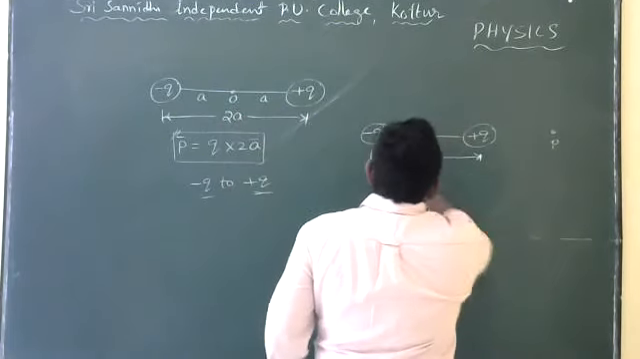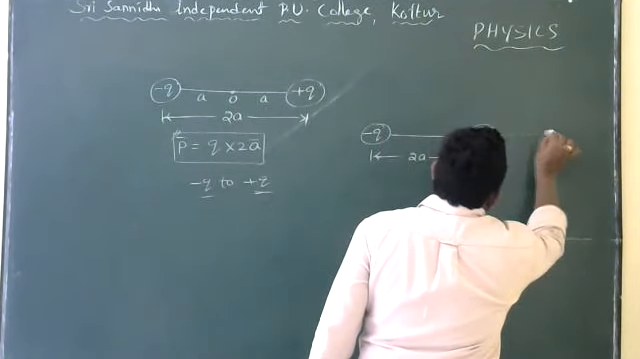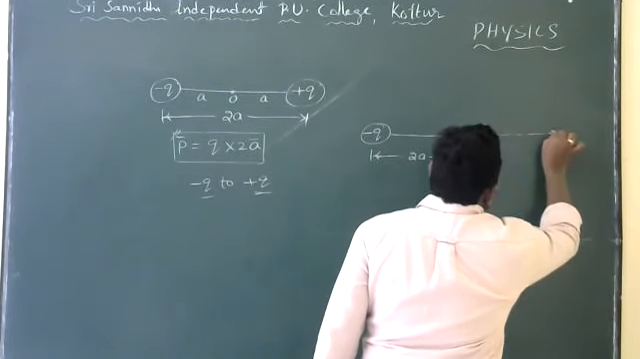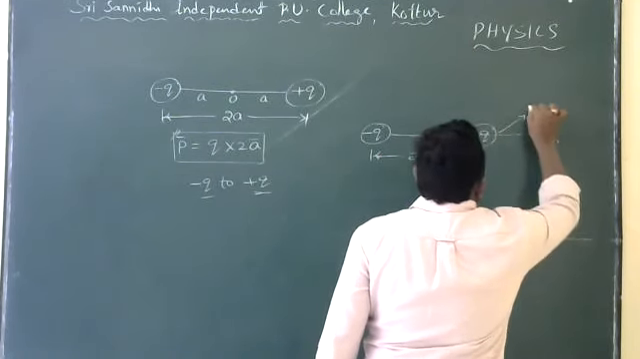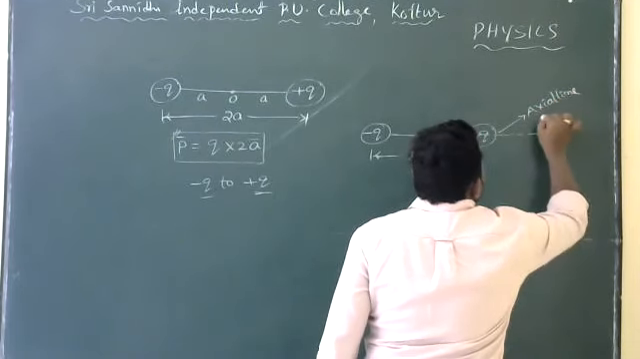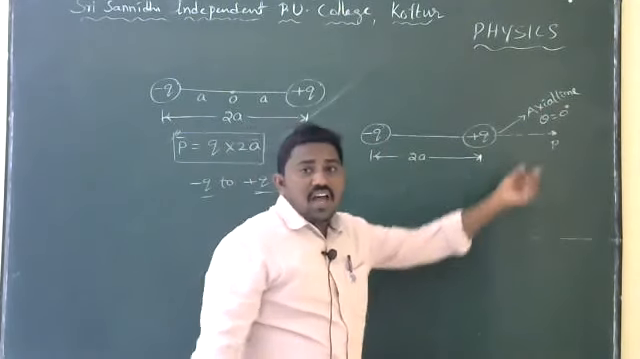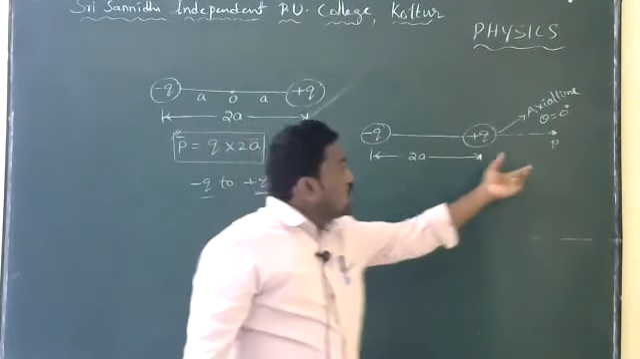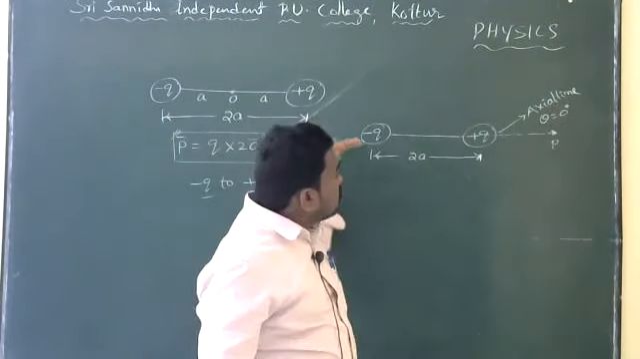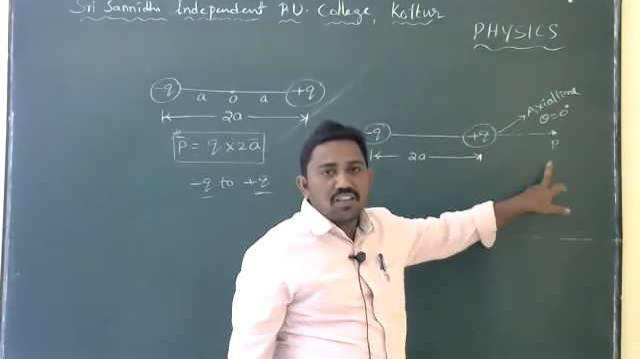Here this is the dipole. Where is the point P? Point P lies along the dipole axis. This line is known as the axial line. Here theta is equal to 0. Along the dipole axis is where we find the intensity of the electric field.